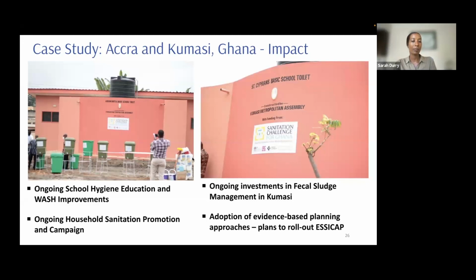For example, the Kumasi Metropolitan Assembly received funding and really based their interventions on SaniPath evidence to develop a food safety and quality compliance intervention. Additionally, SaniPath is now a recommended planning tool by the Ministry of Sanitation and Water Resources in Ghana.